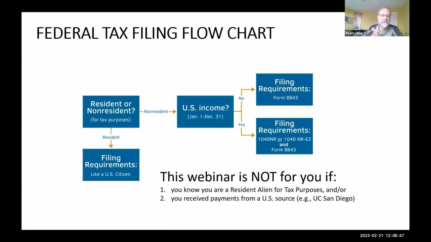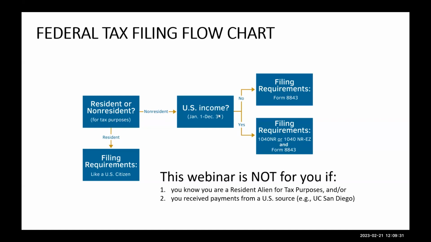Okay, so here's the flow chart for understanding what your tax filing obligations are. Basically, you start over here and you determine if you're a resident or non-resident, and we'll get into that in the next couple of slides. If you are a resident, then you would file like any US citizen would. And of course, resident is based on the tax definition rather than the immigration definition, okay? So it doesn't pertain directly to how our immigration regulations might define you as a resident.